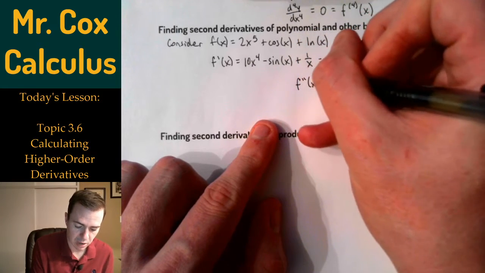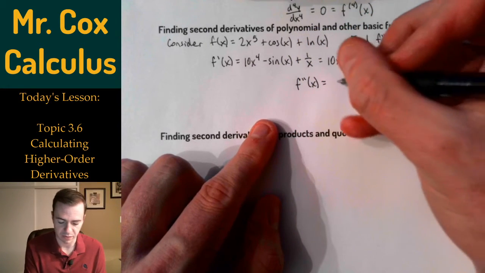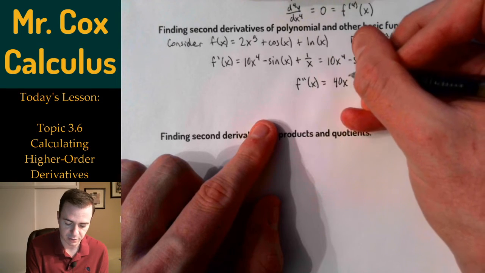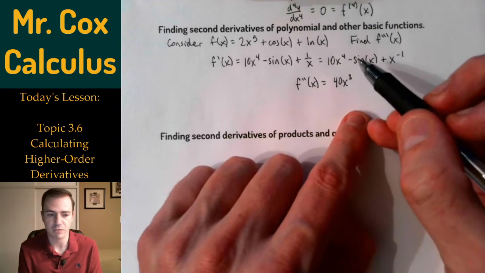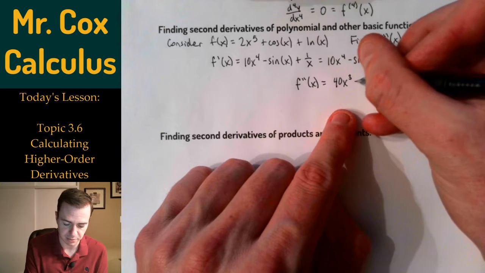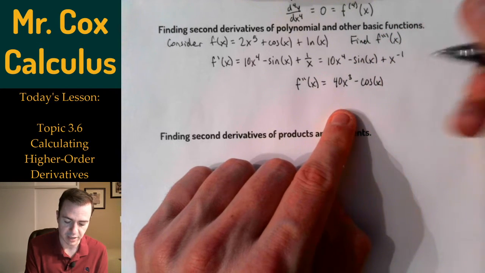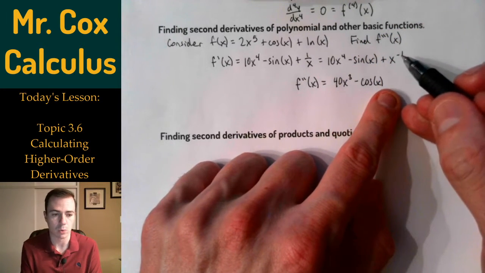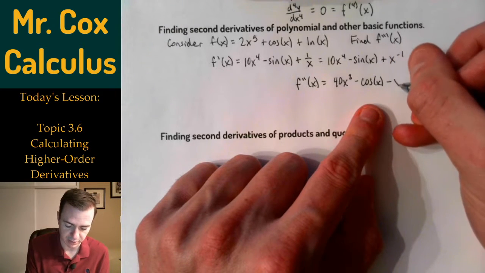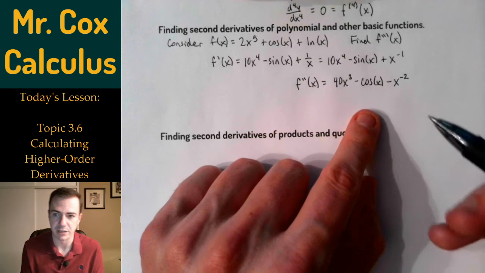So f double prime of x, well, the derivative of this is 40x cubed. The derivative of negative sine of x is minus cosine of x. And I know with the power rule I can bring the minus 1 in front of x and decrease the power down to minus 2.